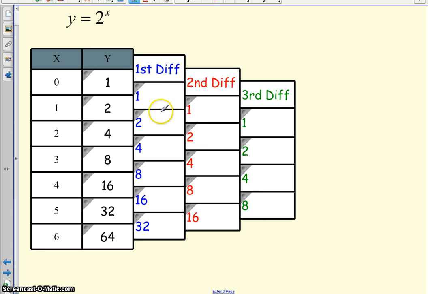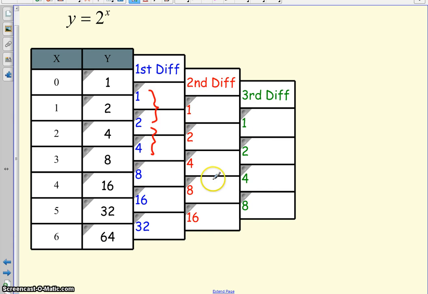What you are going to notice here is that if you look at all the differences, there is a common theme that you're seeing. Instead of a common difference, you're seeing a common ratio between the differences. So 1 times 2 is 2, 2 times 2 is 4, 4 times 2 is 8, and so on and so forth. So the differences are always doubling as you move from one to the next.